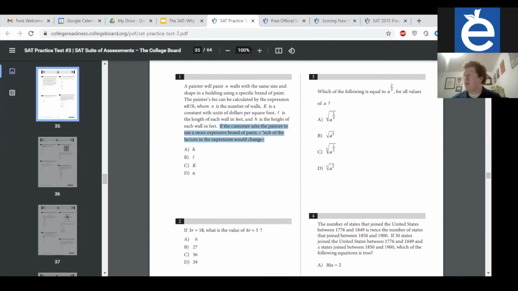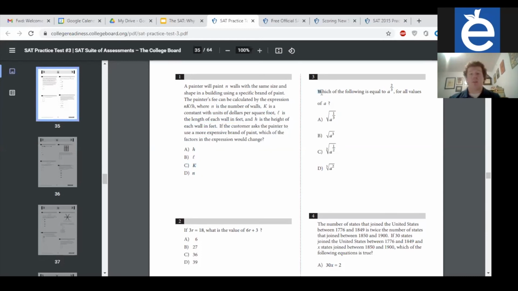We want to think about the cost of the paint in this equation, right? NKLH. So we can also use process of elimination. N is the number of walls. That's not going to change. We can eliminate N. L is the length in feet. The walls are not going to get bigger. We can eliminate L. H is the height of the walls. Again, not going to get bigger. We can eliminate that. It has to be K. So K is our correct answer for number 1.